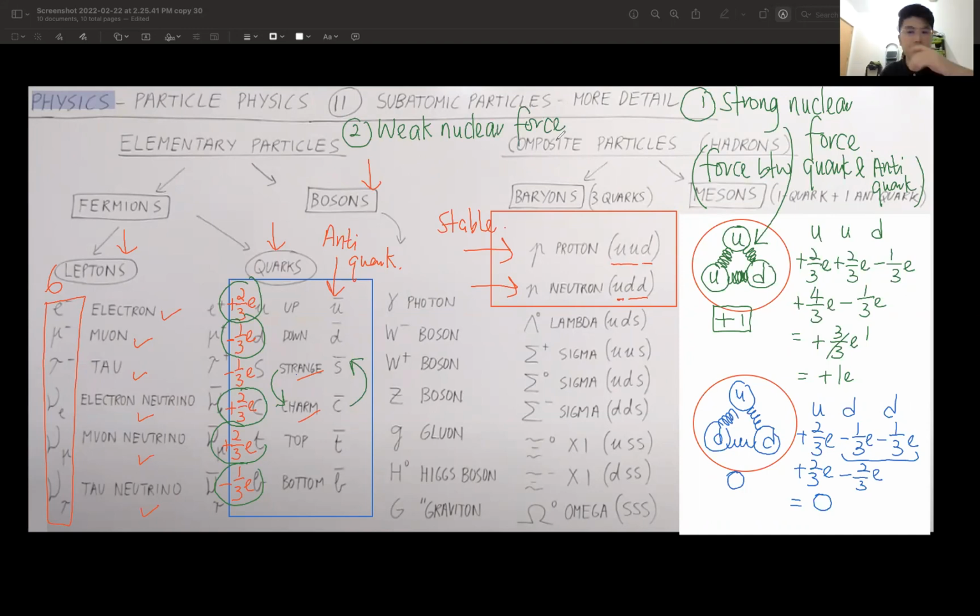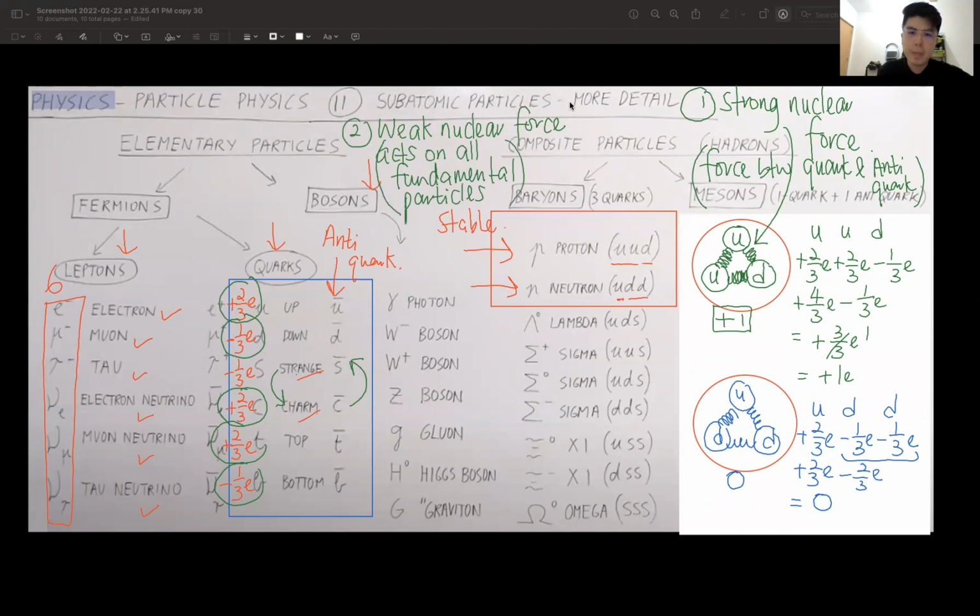Okay, weak nuclear force. Strong nuclear force is the force acting between quarks. Weak nuclear force is the force that acts on all fundamental particles. Okay, the strong one is only between quarks, but the weak one is on all fundamental particles.